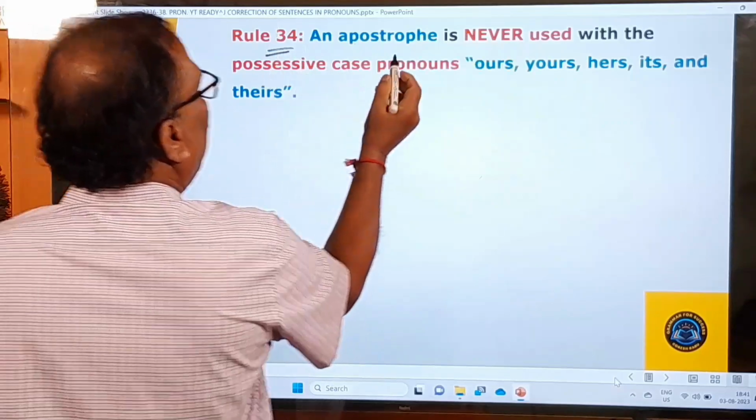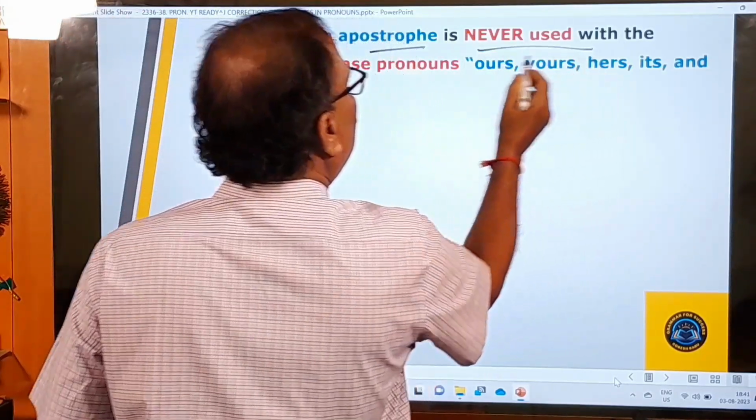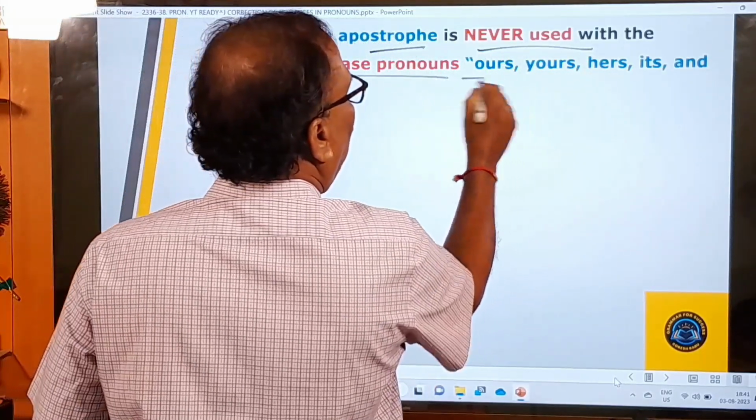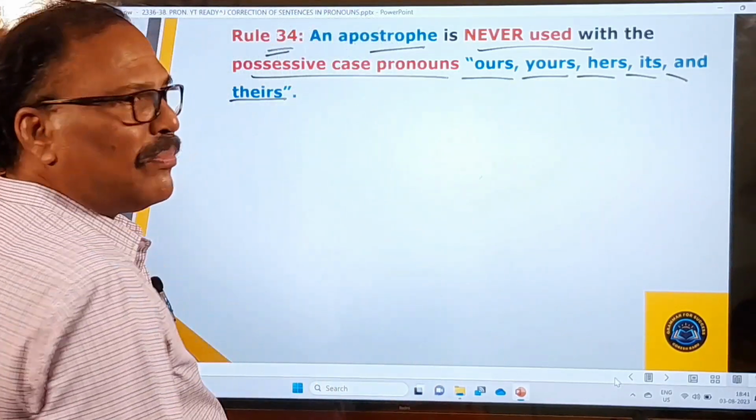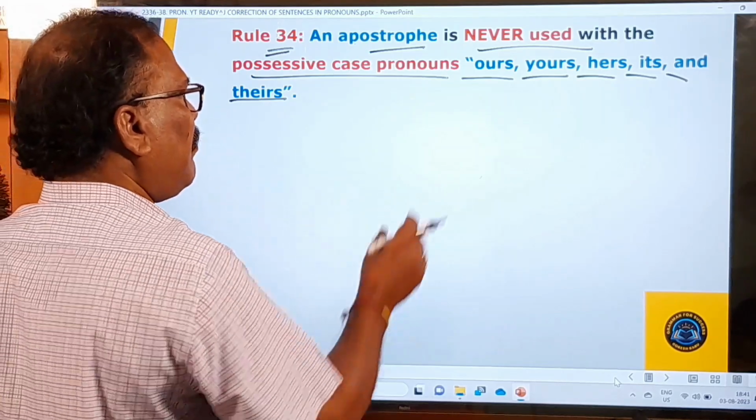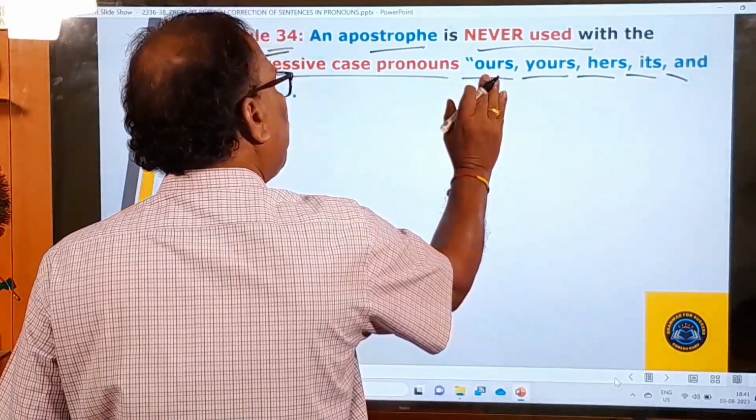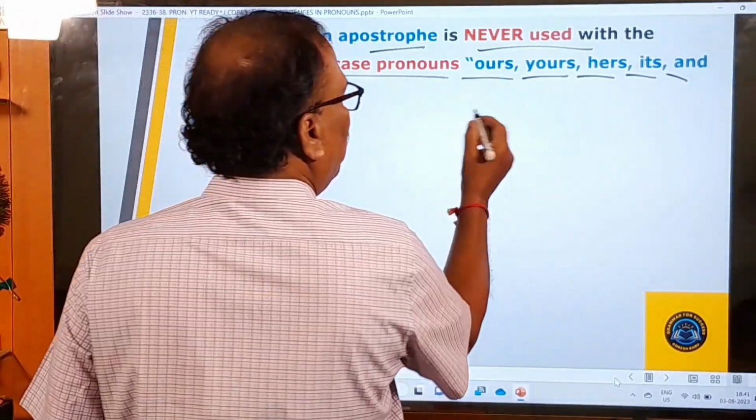34th rule is there. An apostrophe is never used with the possessive case pronouns ours, yours, hers, its, and theirs. Okay, you know very well. These are called possessive case pronouns. See here, let me tell you one important thing.